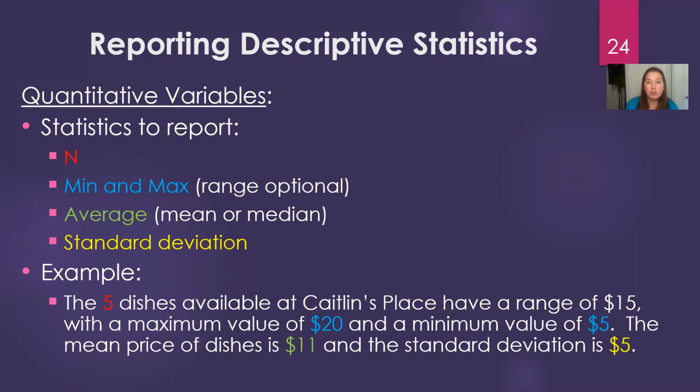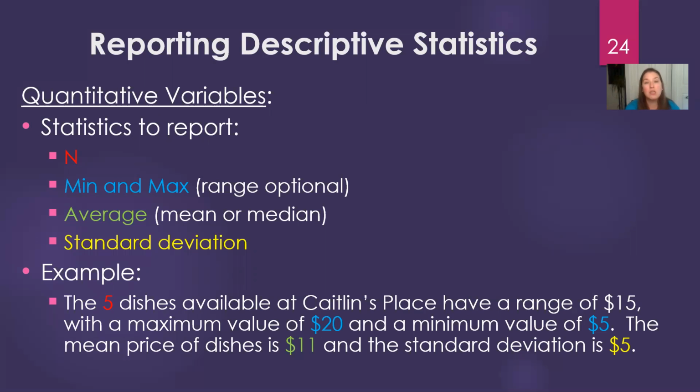I have color coded for you here using the example of Caitlin's Place that we had in the beginning. The 5 dishes available at Caitlin's Place have a range of $15 with a maximum value of $20 and a minimum value of $5. The mean price of dishes is $11 and the standard deviation is $5. This is one of those things that the mean and the standard deviation always, always, always go together in the same sentence. This is just something the statistics gods have decided that you always use.